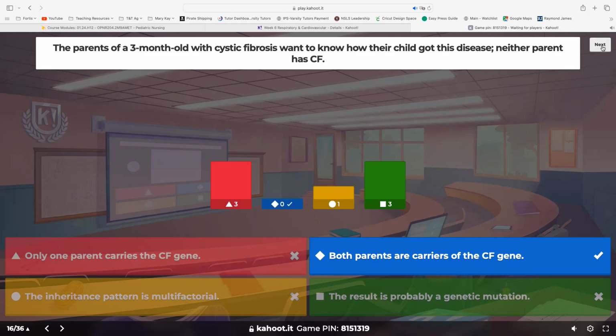Three-month-old with cystic fibrosis wants to know how their child got the disease if neither parent has it. So in order to get cystic fibrosis, both parents would have to be carriers of the gene, and both parents would have had to give their copy for the child to end up with cystic fibrosis.